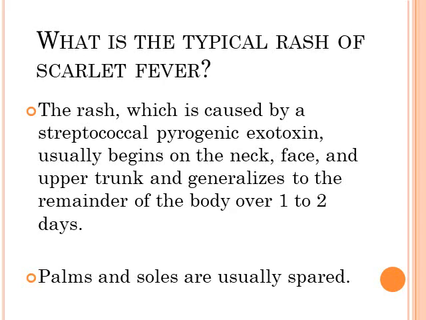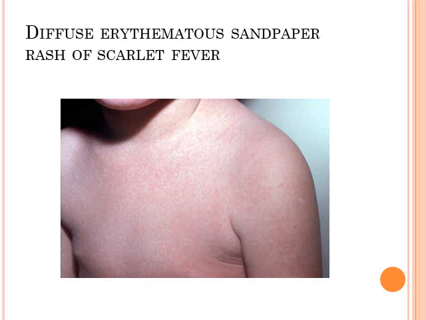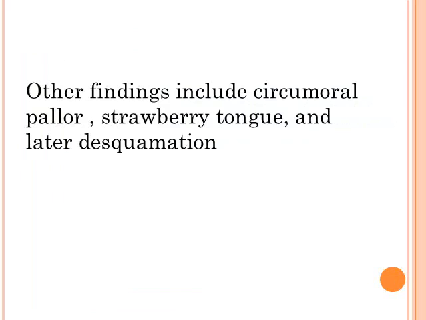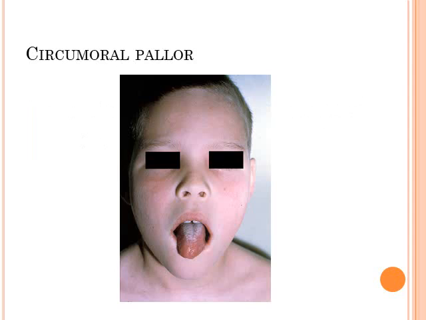It usually begins on the neck, face and upper trunk and generalizes to the remainder of the body over 1 to 2 days. Here palms and soles are usually spared. Diffuse erythematous sandpaper texture rash of scarlet fever is seen in this child. The erythema may be prominent in skin folds, called Pastia lines. Other findings are circumoral pallor, strawberry tongue and desquamation.